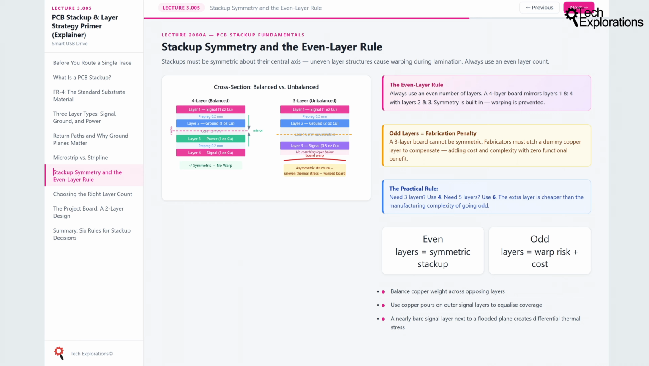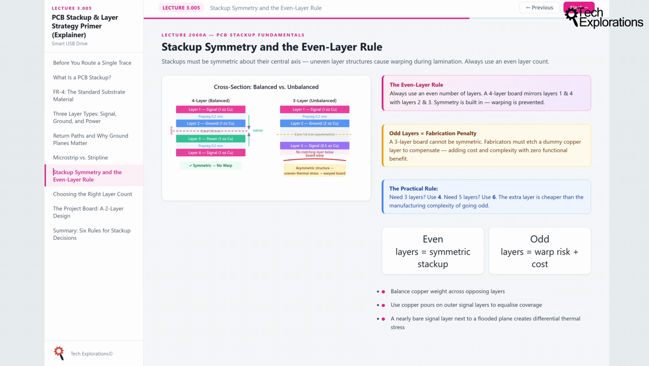Copper distribution across each layer should also be reasonably balanced. Uneven copper coverage, such as a nearly bare signal layer next to a fully flooded plane, creates differential thermal stress. Copper pours on outer signal layers can help with this. Choosing the layer count comes down to 5 factors: signal speed, component density, power rail count, EMI requirements, and cost.